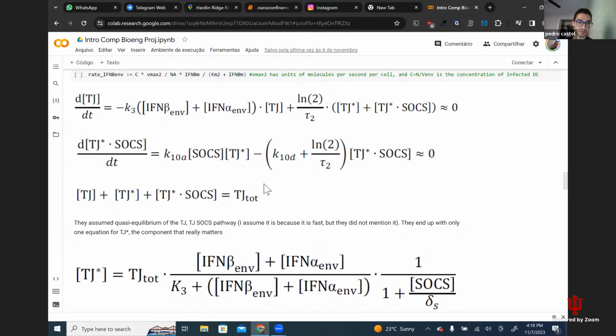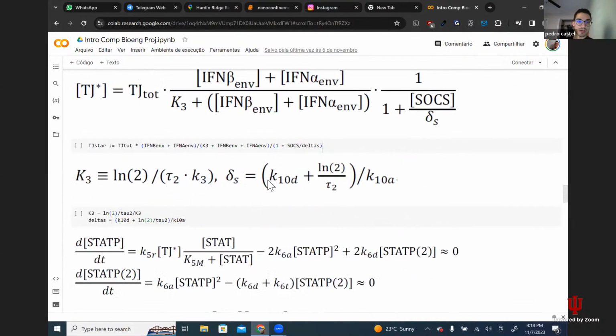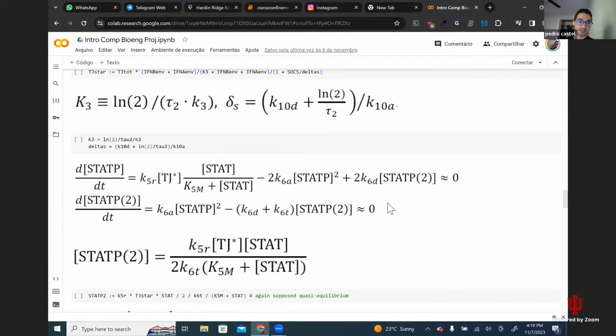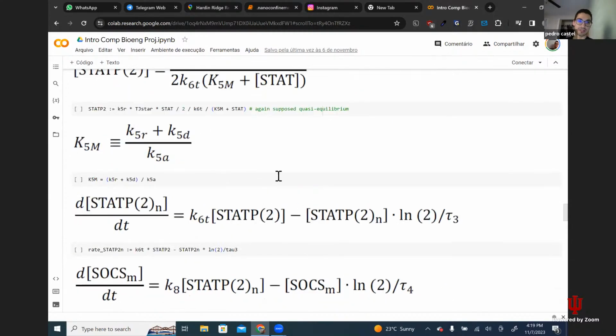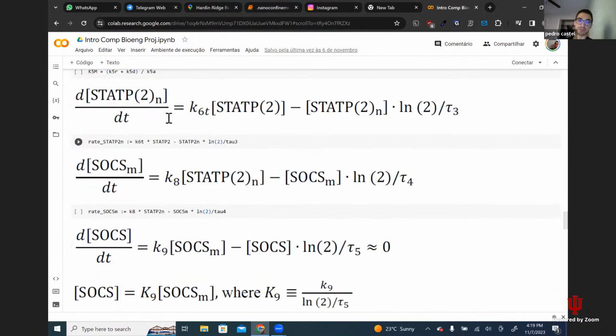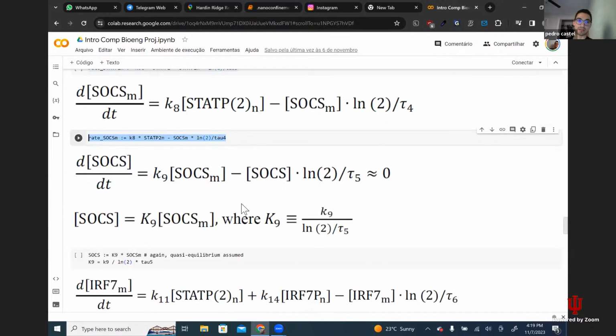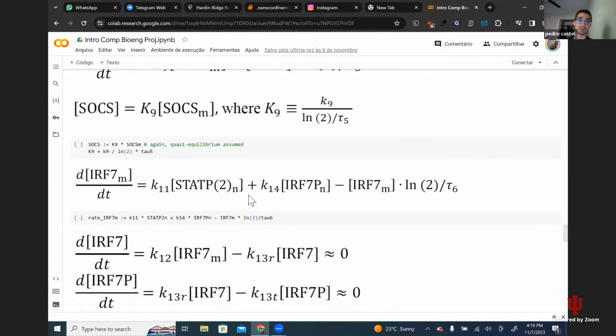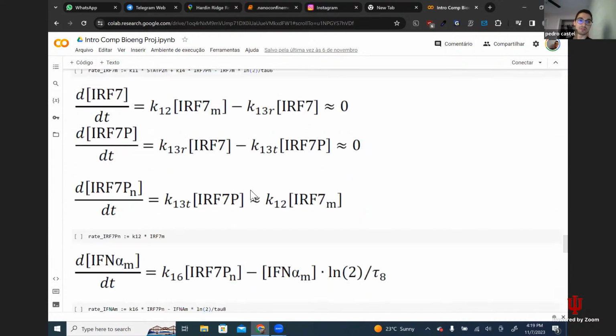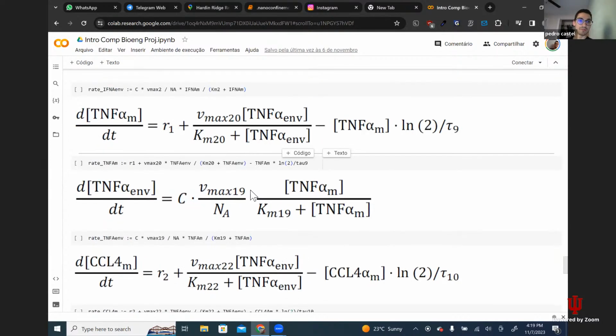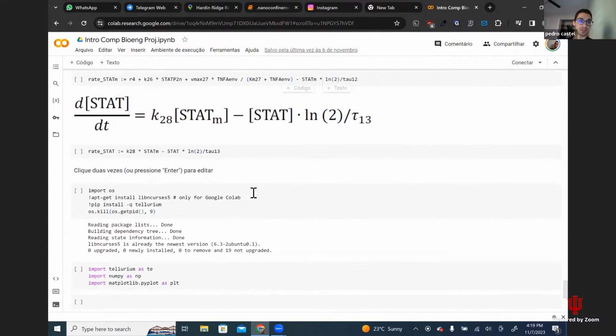Interesting assumption. And I've done this, yeah, so they do this also for the STAT pathway. And I basically went through all the equations and wrote them one by one as rate equations that I can later just copy and paste into the Tellurium code. Yeah. So that's all I have. So the next step for me is writing the Tellurium model.